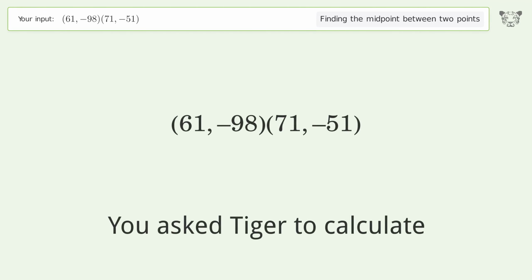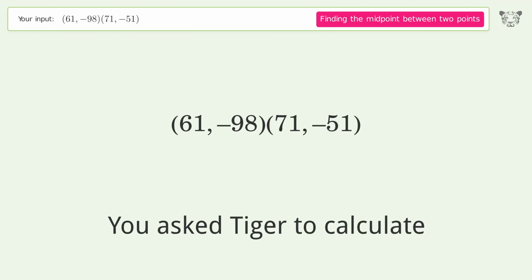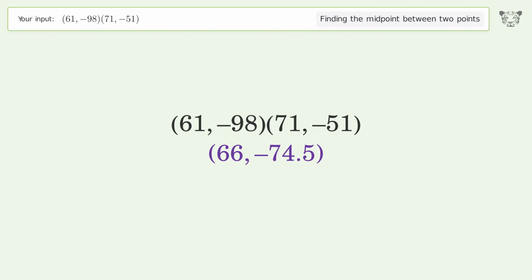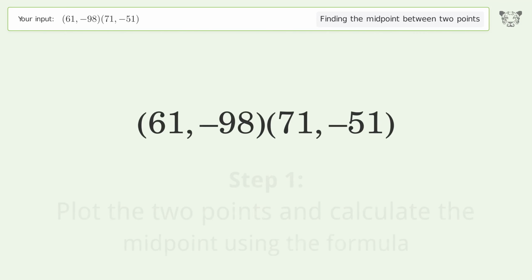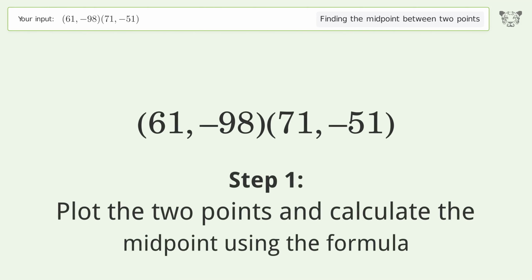You ask Tiger to calculate. This deals with finding the midpoint between 2 points. The midpoint between the 2 points is 66, negative 74.5. Let's solve it step by step. Plot the 2 points and calculate the midpoint using the formula.